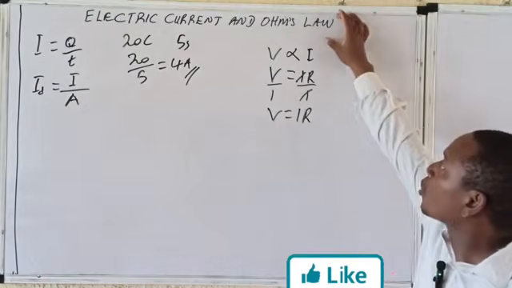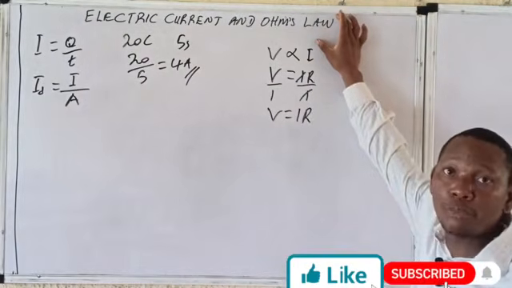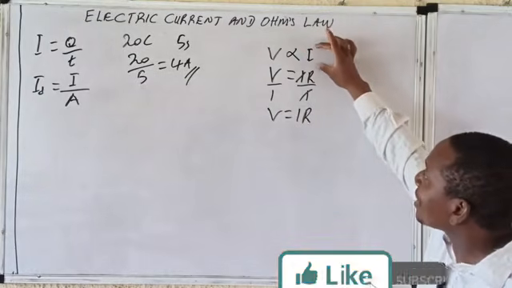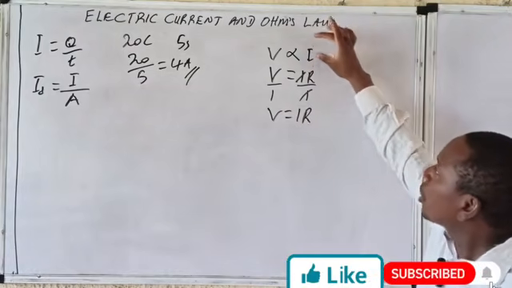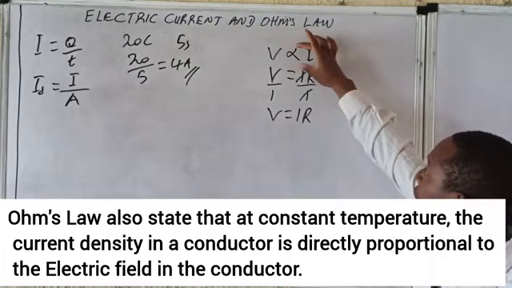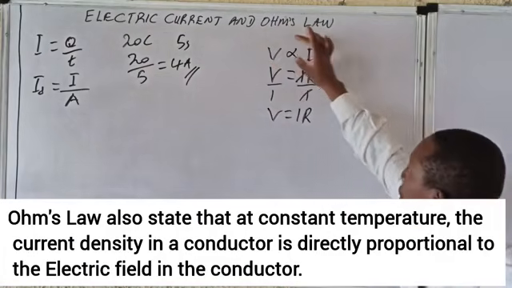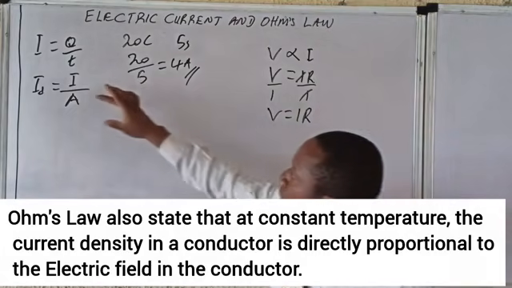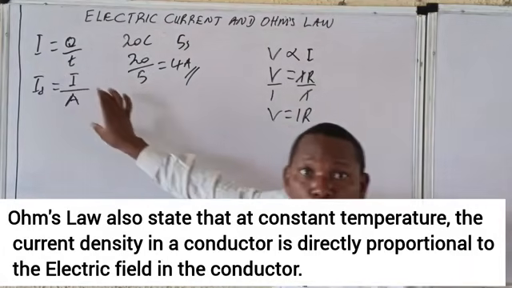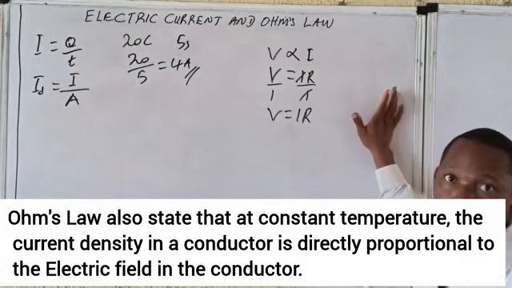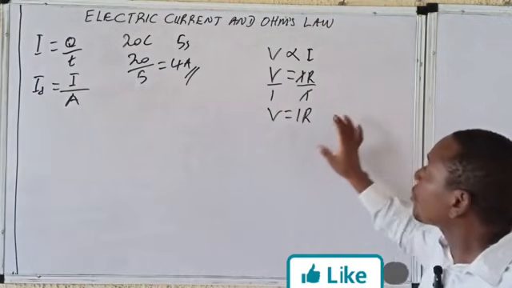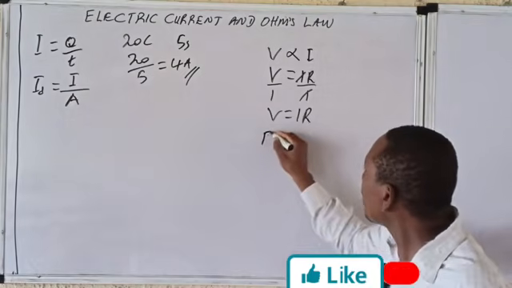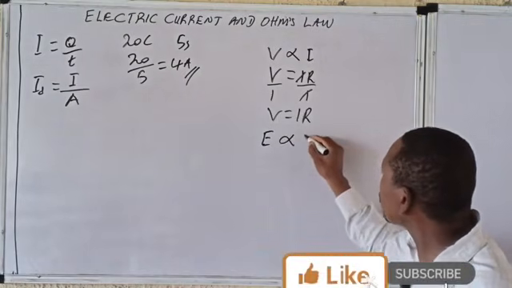And we talked about the current density. It's also related to Ohm's law. Remember I said Ohm's law states that at constant temperature, current flowing is proportional to potential difference. But we can also redefine Ohm's law as: the current density is proportional to the electric field. So electric field is proportional to current density.